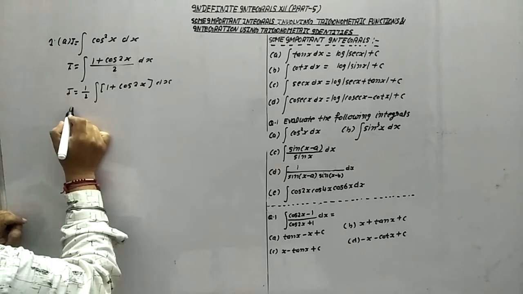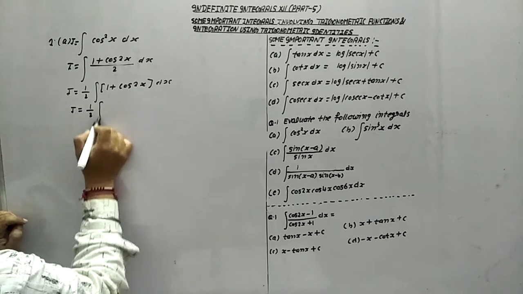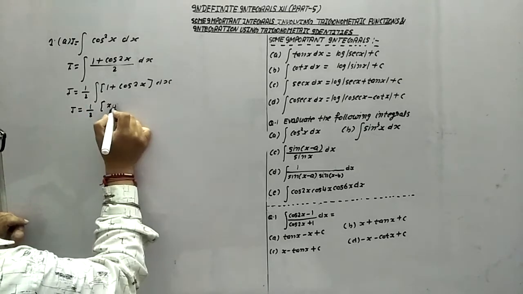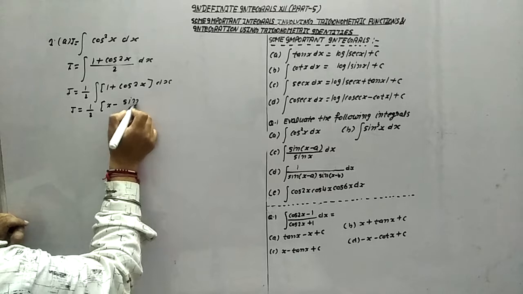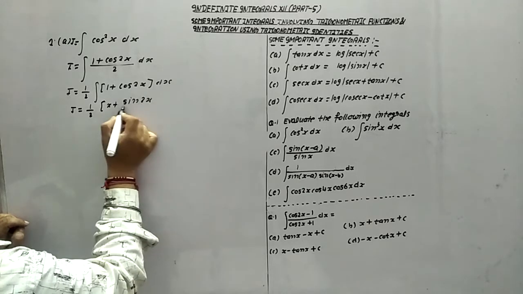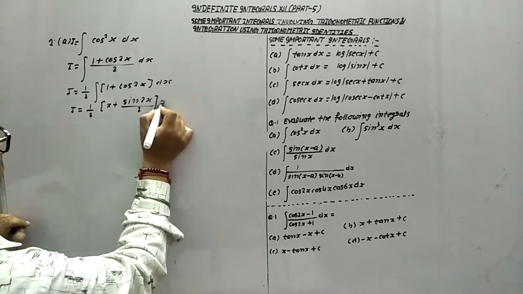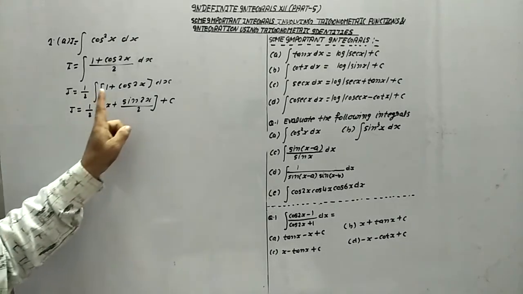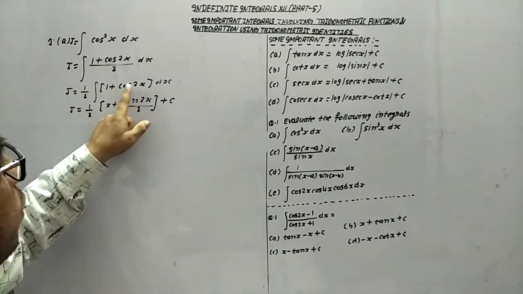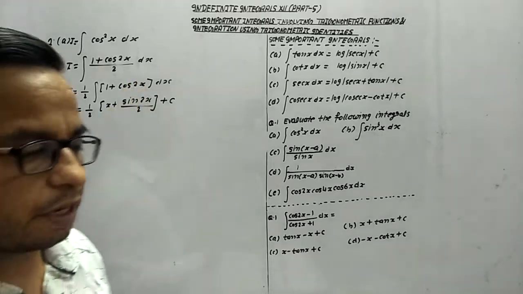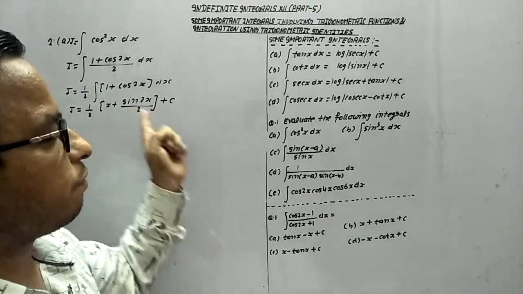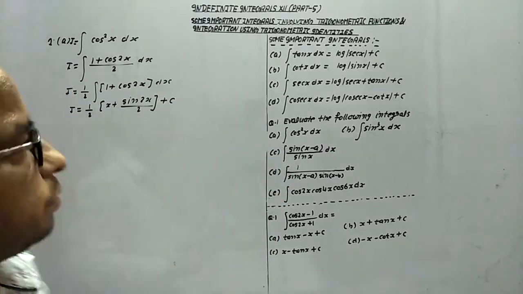Now we will do the separate integration. Integration of 1 is x. Integration of cos 2x is sin 2x upon 2, plus c, and this is the answer. Why are we taking 2x upon 2? Because we have 2x, and in integration, if we do it directly, whatever the coefficient is, it will come in division only.